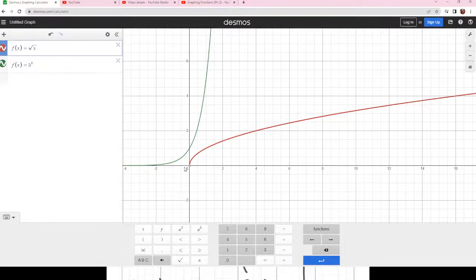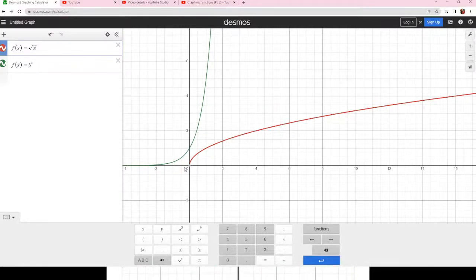Hyperbolic graphs go below 0, but not on the y. They don't go down here, but they go below 0 on the x. Okay? Hyperbolic graphs will go below 0 on the x.